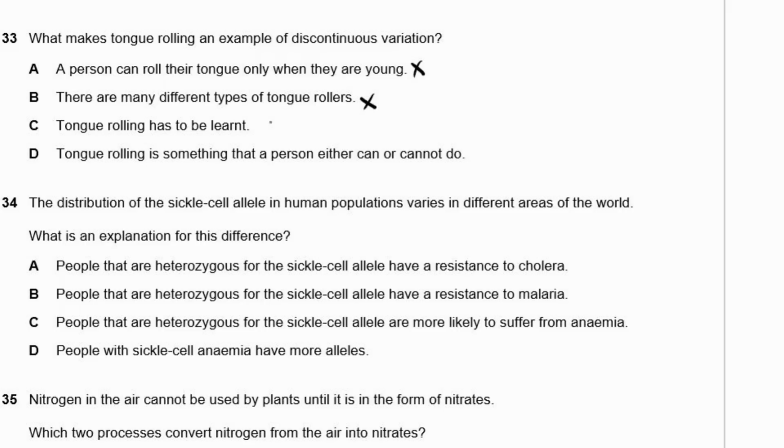Tongue rolling has to be learned. Well, if you can learn it, it's not discontinuous variation. It's basically a skill. Tongue rolling is something that a person either can or cannot do. That is absolutely correct. Discontinuous variation is in two categories. One category of people can roll their tongue. The other category cannot roll their tongue. So the answer is D.